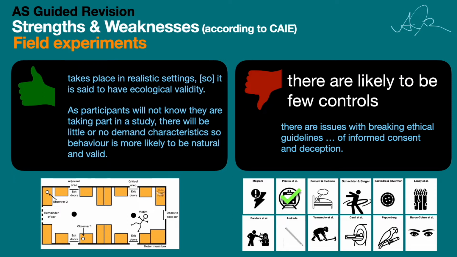But life is messy, society is messy, so there's less likely to be controls. And also, in certain situations where you're looking at people in a public place, they don't know they're in a study, so of course there's no informed consent, and they are being deceived in some regard, especially if there's some sort of manipulation, like in the Piliavin study.